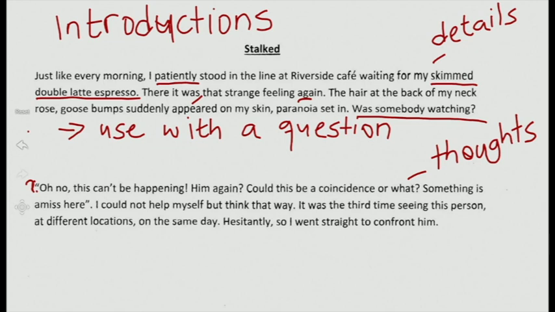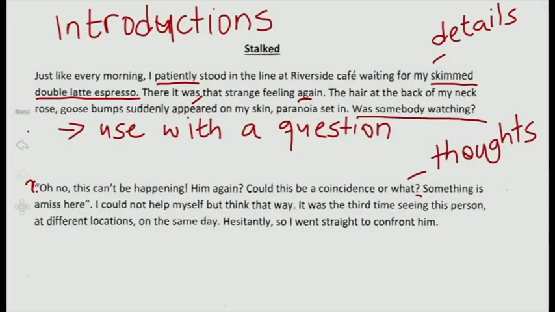So your thoughts, you can include them as direct speech. Okay? In quotes. That is what is going on in your mind at that particular time. So for this one, maybe this is something that is going on in his or her mind. "Oh no, this can't be happening. Him again. Could this be a coincidence or what?" And it has been appropriately punctuated with that question mark because it's a question. "Something is amiss here." So now, close quotes, and then it continues. I could not help myself but think that way. So it has been revealed that, okay, these are thoughts. I could not help myself but think that way. It was the third time seeing this person at different locations on the same day.